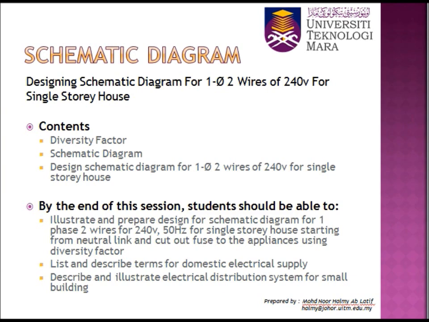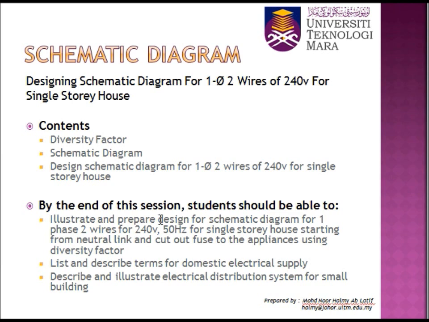So in this topic you should be able to illustrate and prepare design for schematic diagram for one phase 2 wires for 240 volts 50 hertz for single story house, starting from neutral link and cut out fuse to the appliances using diversity factor. And you should be able to list and describe terms for domestic electrical supply, and also describe and illustrate electrical distribution system for small building.